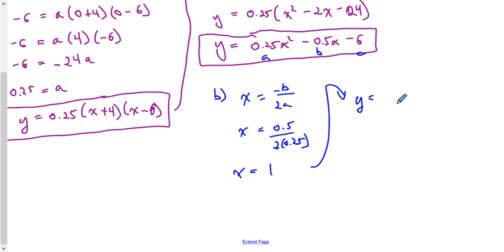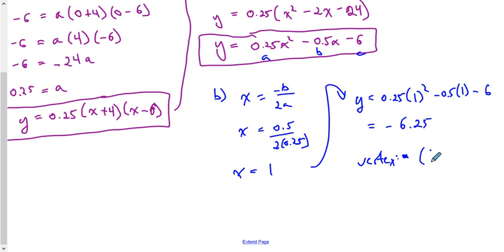So we'll go y equals 0.25 times 1 squared minus 0.5 times 1 minus 6. What does that work out to? It works out to negative 6 1/4. So that means my vertex is at 1 and negative 6 1/4.